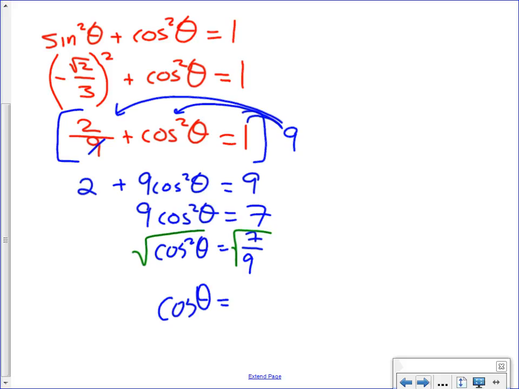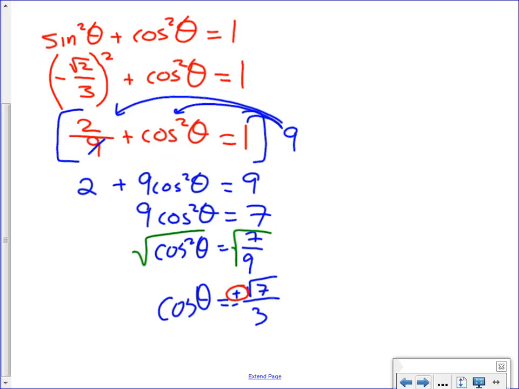Well, can you take the square root of 7? Nope. Can you take the square root of 9? Yeah, 3. Now, the answer is either plus or minus. Which one is it? Positive. Why? Because it says cosine is greater than 0, and we're in quadrant 4. So your answer has to be the positive. So we found one answer.